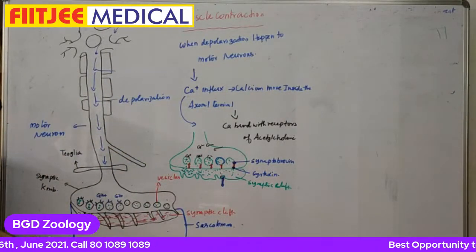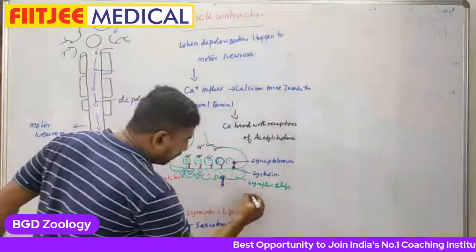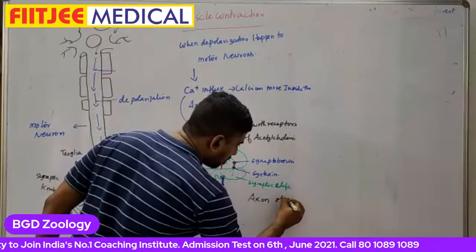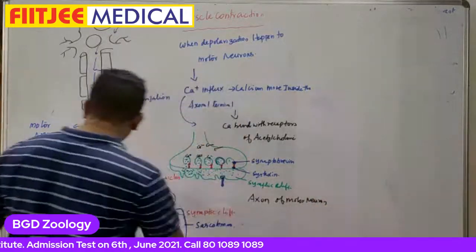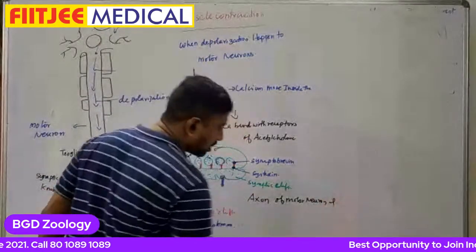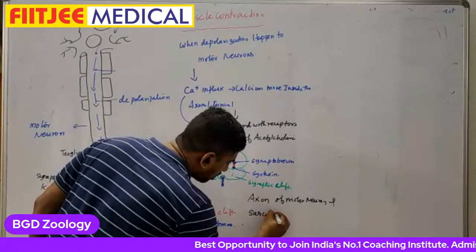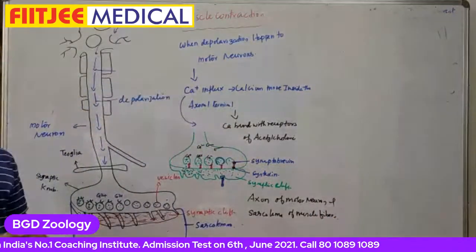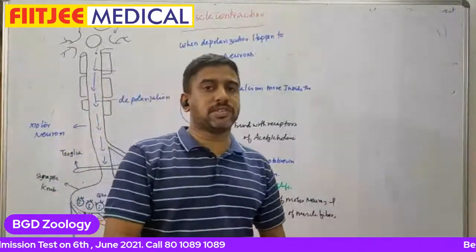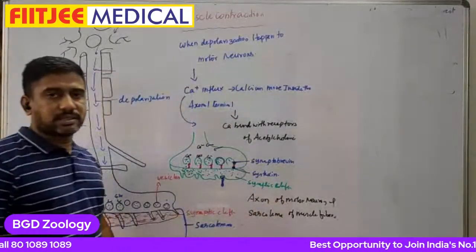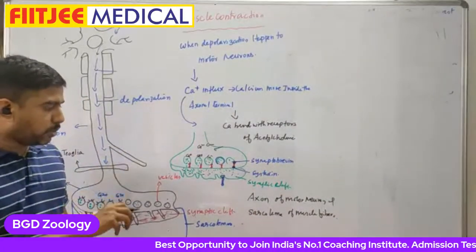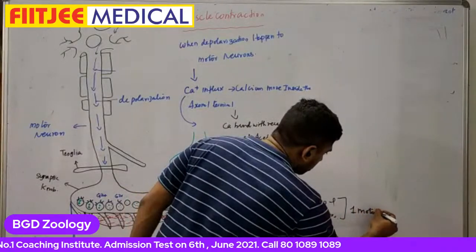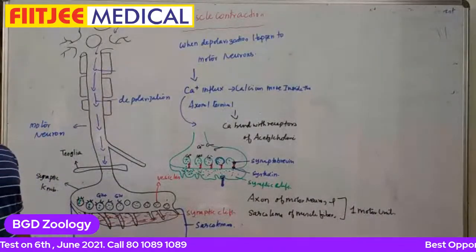Now, please understand. If you consider the axon of the motor neuron, plus the sarcolemma of the muscle fiber, there the actual information transfer, the messaging process, is happening. So we will call this one, the axon of the motor neuron plus the sarcolemma of the muscle fiber, together as one motor unit. Clear? Okay, clear?